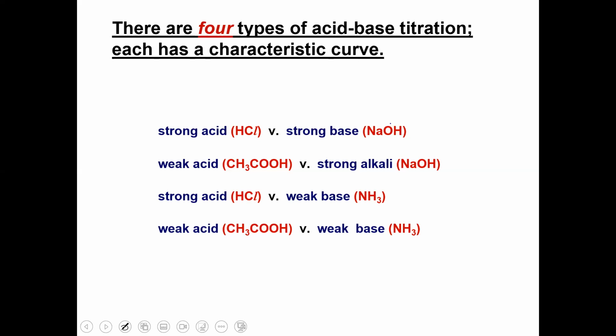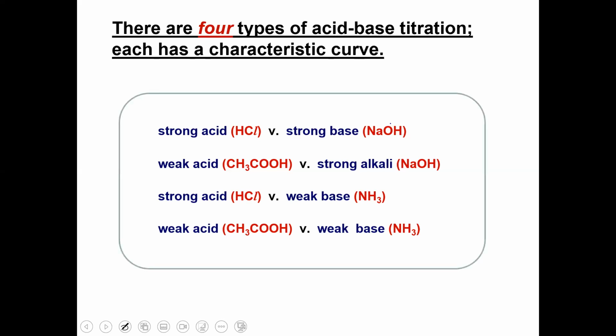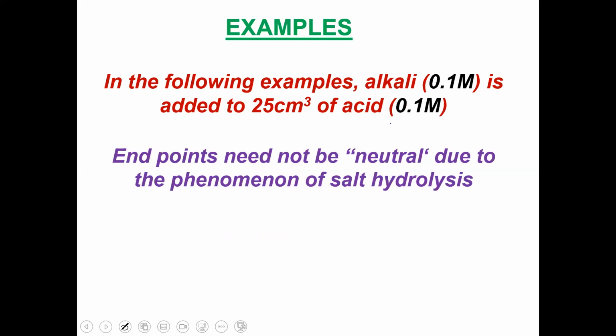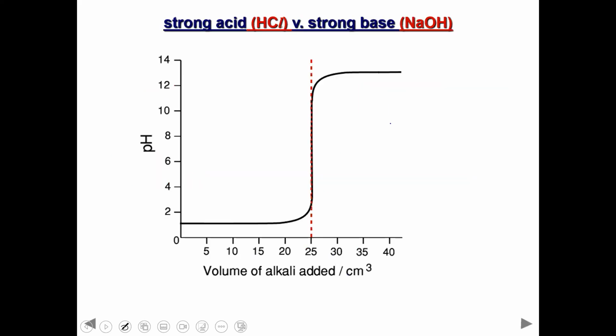You're done. Good. Now I'm starting with, in the following example, alkali is 0.1 molar added to 25 cm cube of acid. Endpoints need to be neutral. So look at this sketch. I think you can see and easily judge, it is a strong acid versus strong base written on the top, but from the sketch, how can I say it's a strong acid versus strong alkali?